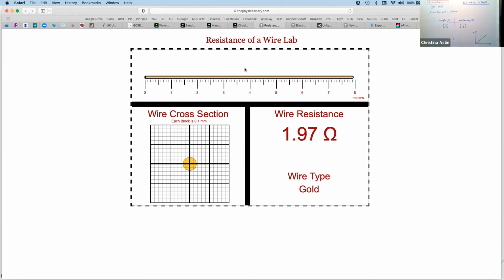There are quite a few links to the Physics Aviary simulations on the spreadsheet, so enjoy having a play if you've not seen them before.